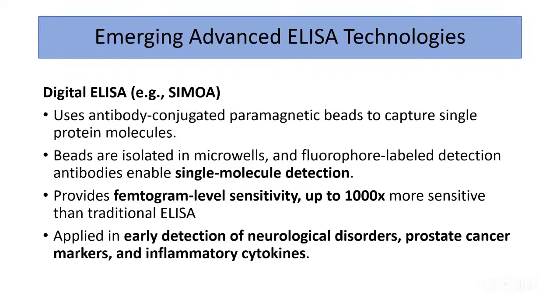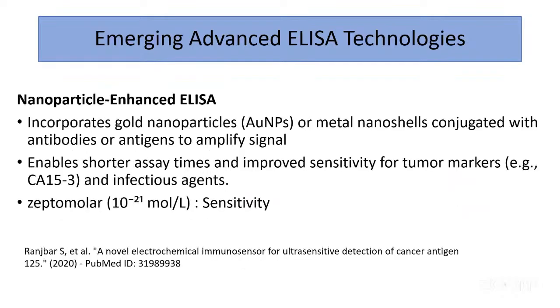So there are new technologies coming, called Digital ELISA. Digital ELISA is basically for single molecule detection, where we want to increase the sensitivity to 10 to the power minus 15 or up to 1000. There are a lot of assays for the detection of neurological disorders and prostate cancer markers. They're used for detection of a particular marker, to digitalize the entire ELISA process. There are a lot of platforms in the market today.